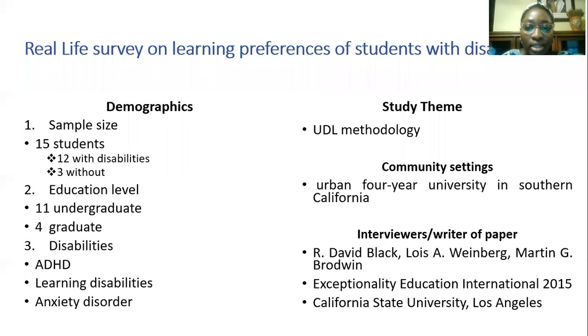The study theme is, of course, the UDL methodology and the community setting. The survey was done in an urban four-year university in Southern California, and the writers of the paper were David Black, Lois Weinberg, and Martin Brodwin. It was for the journal named Exceptional Education International in 2015, and they were from California State University in LA.